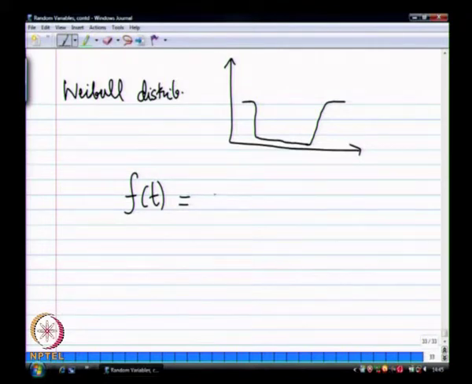So where I had lambda, I am scaling that by lambda alpha, and then I have my e power, instead of lambda t which I had before, I am raising that to another power alpha. Alpha is a shape parameter. So alpha is something that you will have to figure out. Your system is specified by 2 parameters, one is lambda and one is alpha.